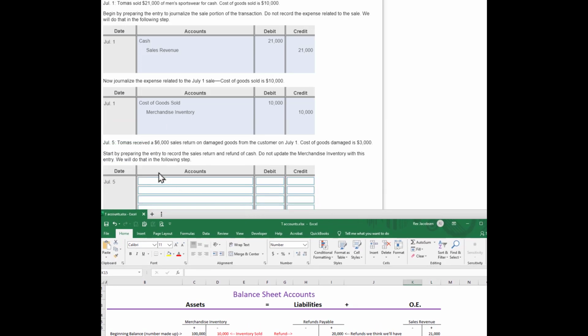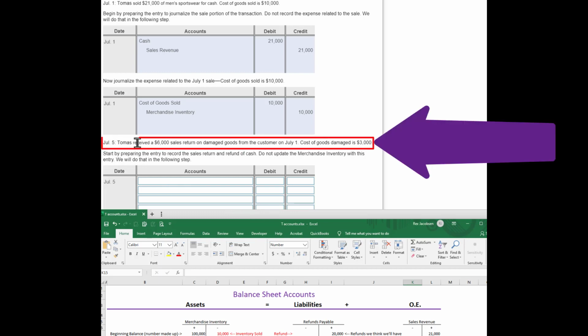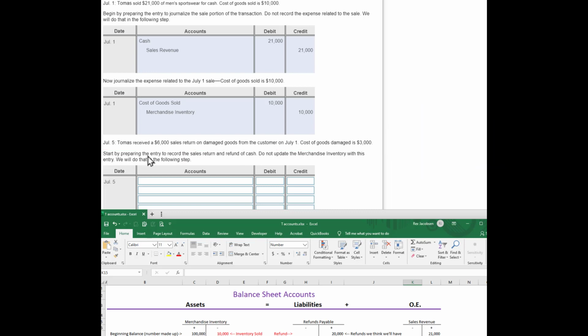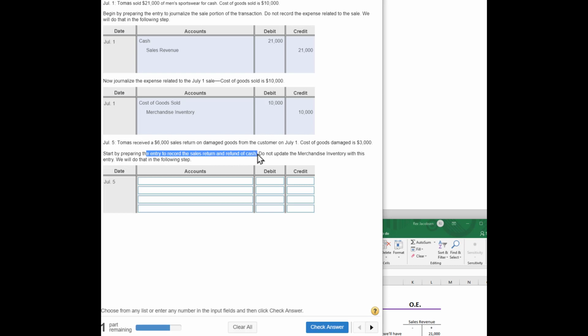Now, it says start by preparing, July 5th, Thomas received $6,000 sales return on damaged goods from the customer on July 1st. Cost of goods damaged is $3,000. Start by preparing the entry to record the sales return and refund of cash. So remember, this customer bought it for cash. So we're going to have to refund them cash. How much cash? $6,000. So we charge them $6,000 for the stuff that they are now returning. So in other words, we sold them $21,000 worth, and they're now returning $6,000 worth.